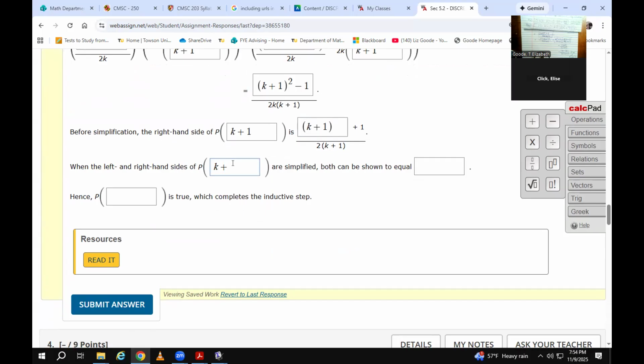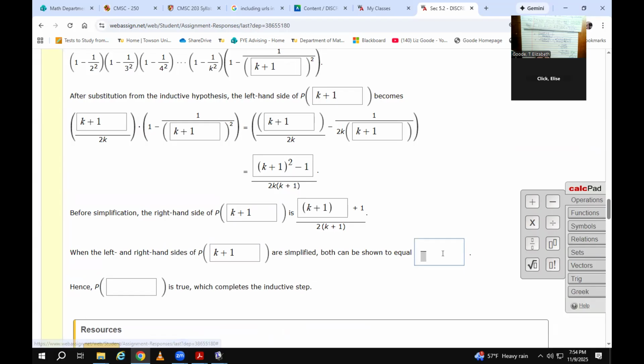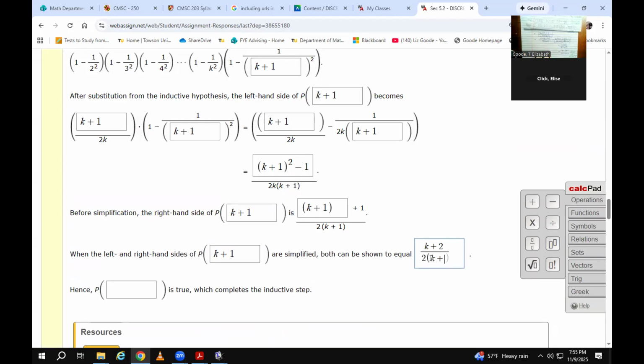Both simplified, they can both be shown to equal. Well, let's simplify the right-hand side. It's easier, right? So if we do a fraction, then what is it? K+2 over 2 times k plus 1.